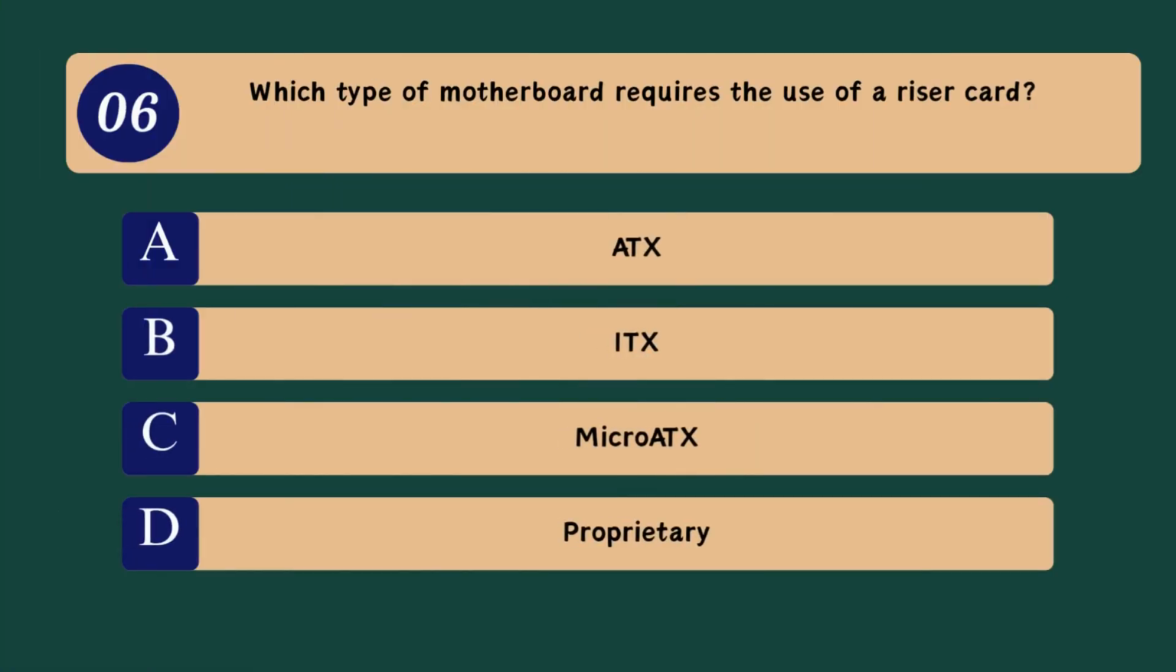Question 6. Which type of motherboard requires the use of a riser card? A. ATX. B. ITX. C. Micro ATX. D. Proprietary. Correct answer. D. Proprietary.